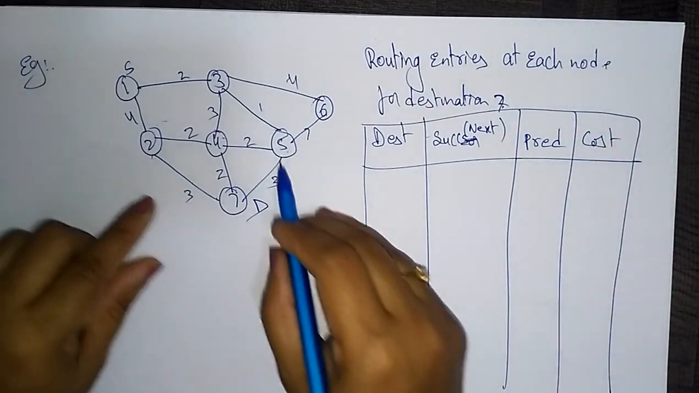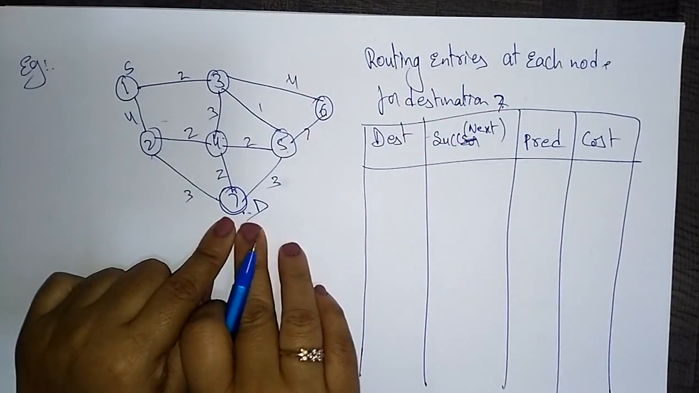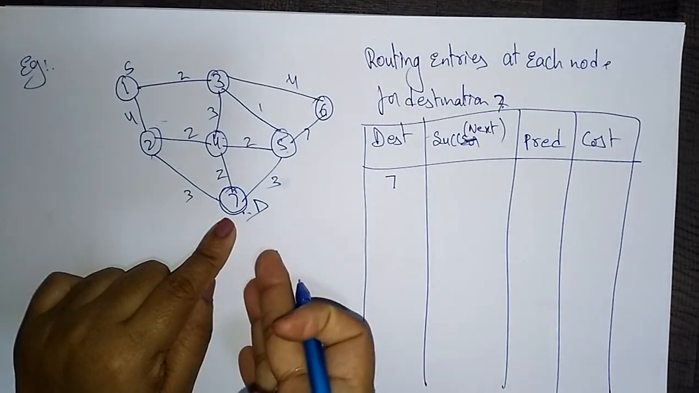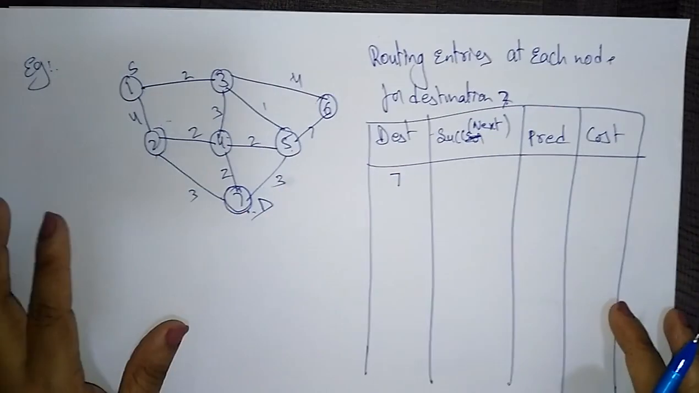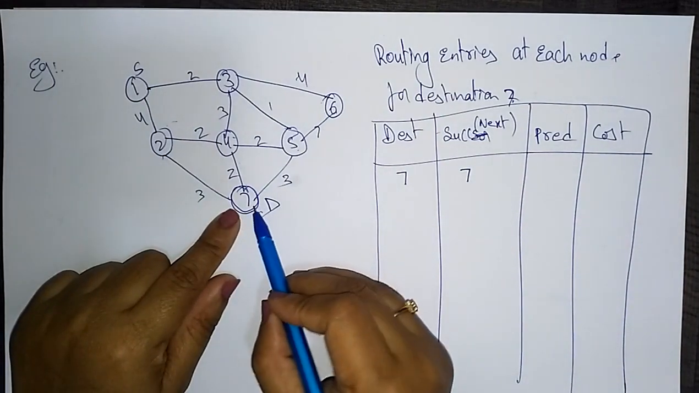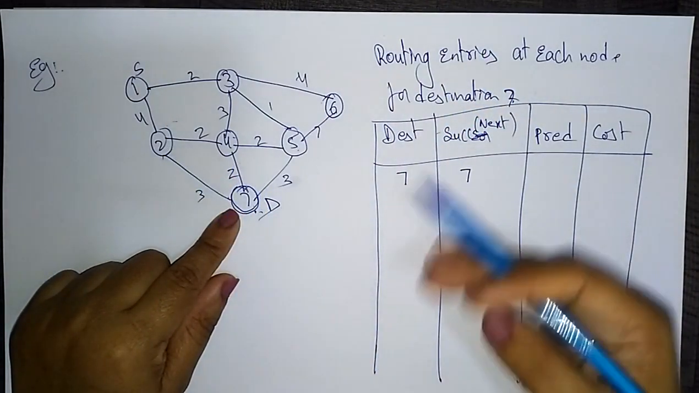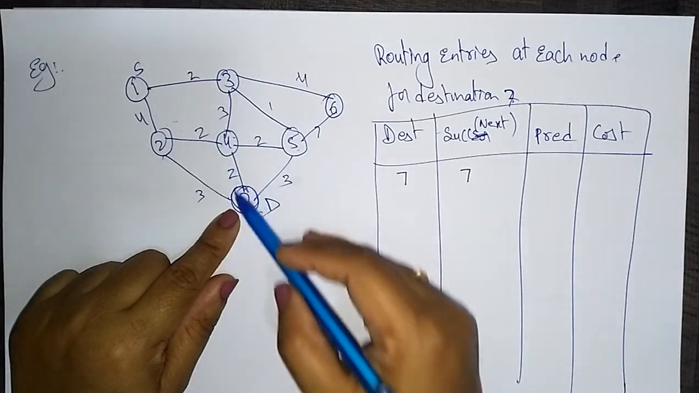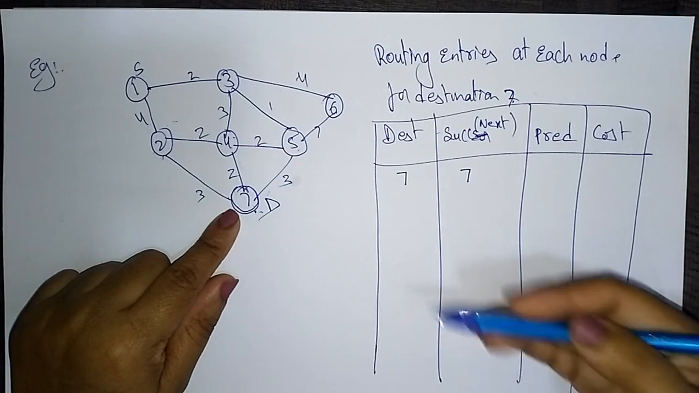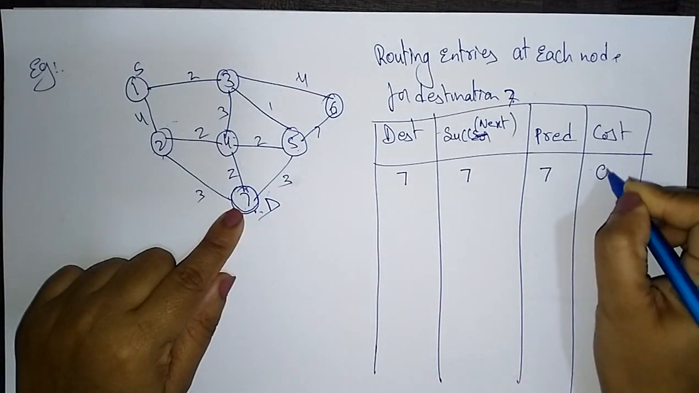So let's start with 7. The destination itself is 7. Let us take the reverse topology, which means we start with 7. If the destination is 7, what is the next node? Because this is the destination, there is no next node for this 7. And the predecessor is also 7, because we don't know from where it is coming. If you complete the table, then we can know. So it is coming from 2 or 4 or 5, which has to be decided further. So for 7, the predecessor itself is 7 and the cost is 0.